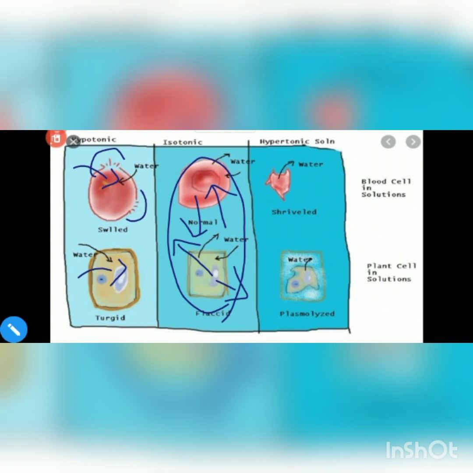Now what happens in a hypertonic solution? In the case of an animal cell, it will start to shrink and shrivel up. And in the case of a plant cell, plasmolysis will occur. What is plasmolysis? Shrinkage or contraction of the contents of the cell away from the cell wall will occur. So this is the difference between plant cells and animal cells when they are put in a hypotonic, hypertonic and isotonic solution.